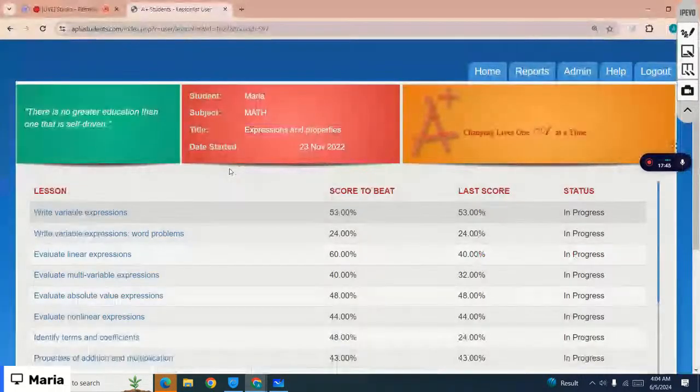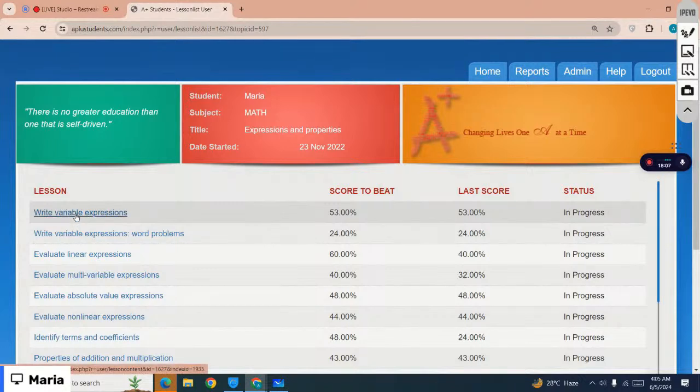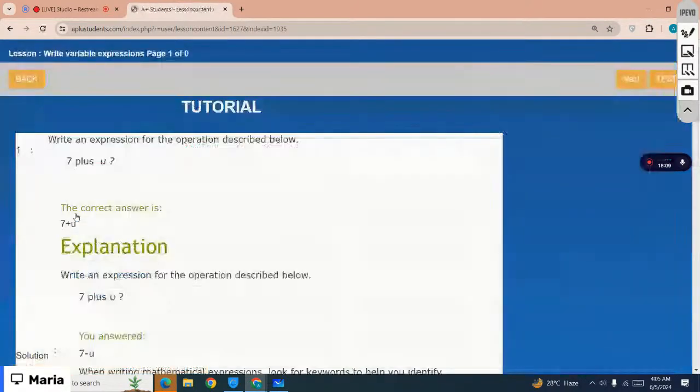Here I am on grade 7 math. The chapter we are on right now is expressions and properties. Let's start with the first lesson, write variable expressions. Write an expression for the operation described below: 7 plus u. Which is the correct option?